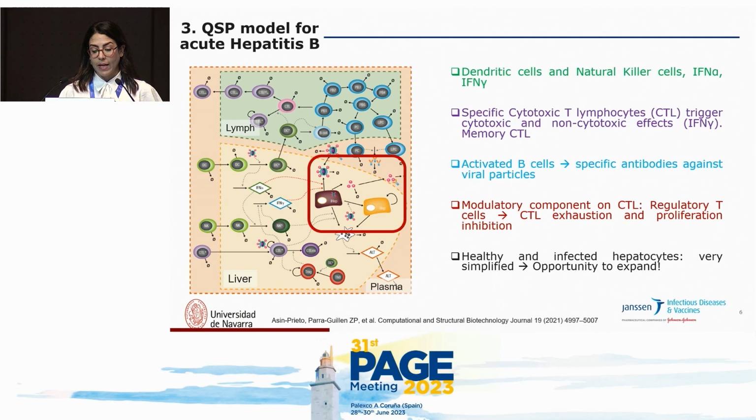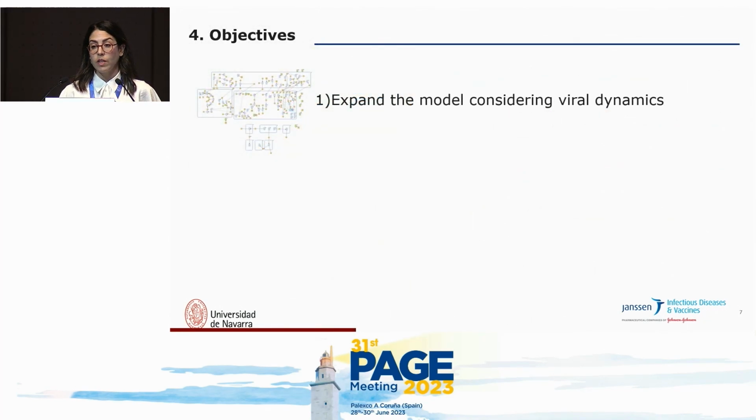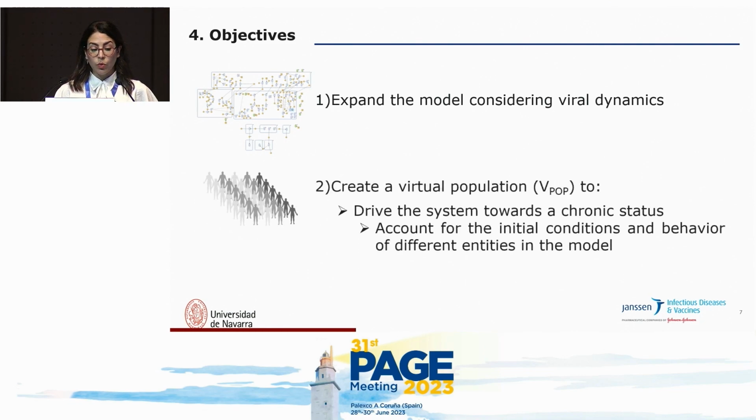In terms of viral dynamics, the present structure appears very simplified, leading to the opportunity for expansion of the viral dynamics. So we aim to expand the model considering more granular viral dynamics and including those elements that are relevant for the chronic disease, and to create a virtual population to drive the system towards chronic status and account for all the initial conditions of different entities in the model.